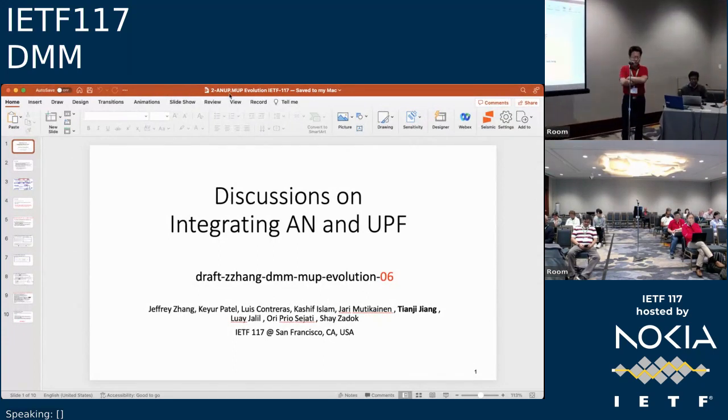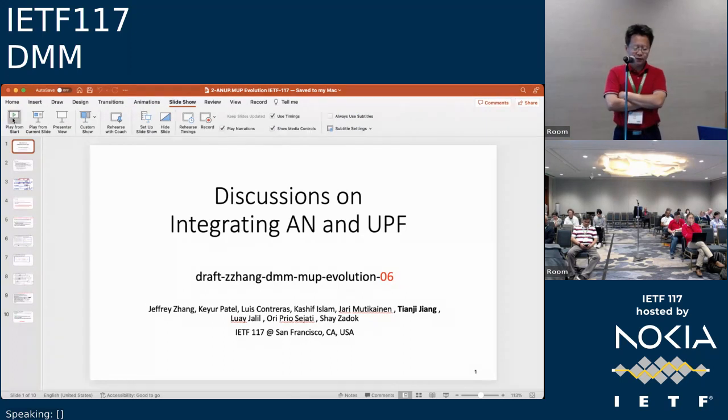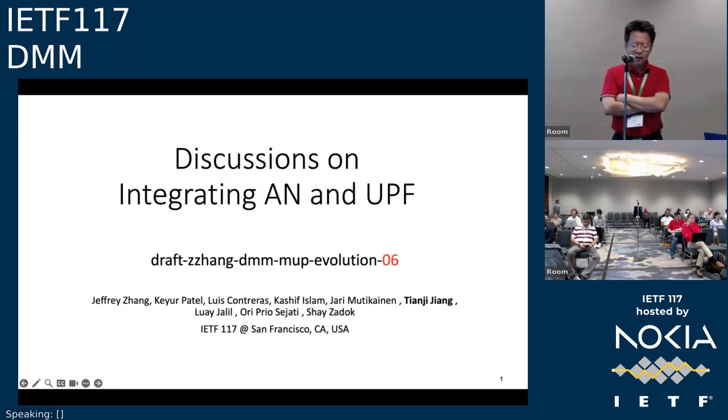Good afternoon. This is the sixth iteration of the draft regarding the integration of the AN, the access network node, and the UPF, the user plane function, in the 5GS. It's co-authored work with quite a few people here.